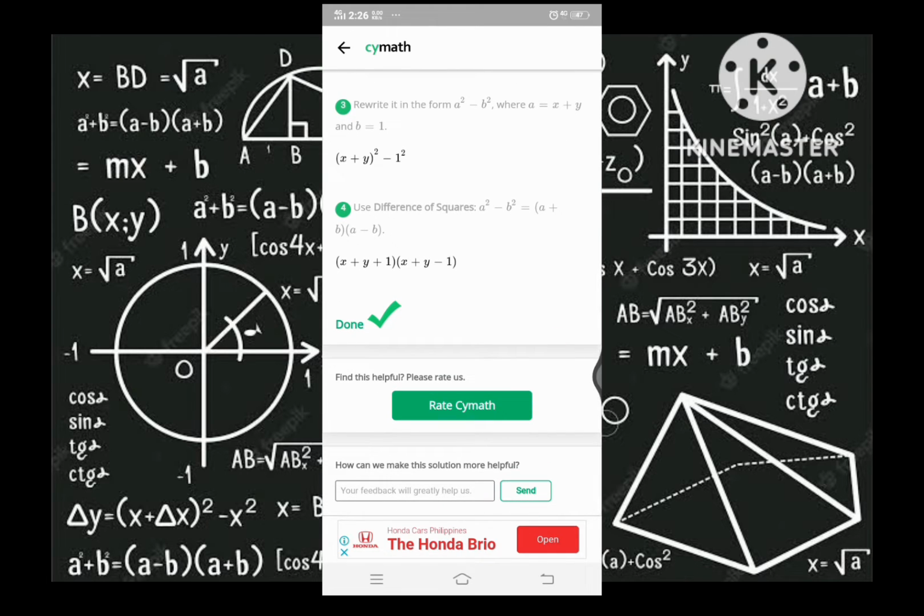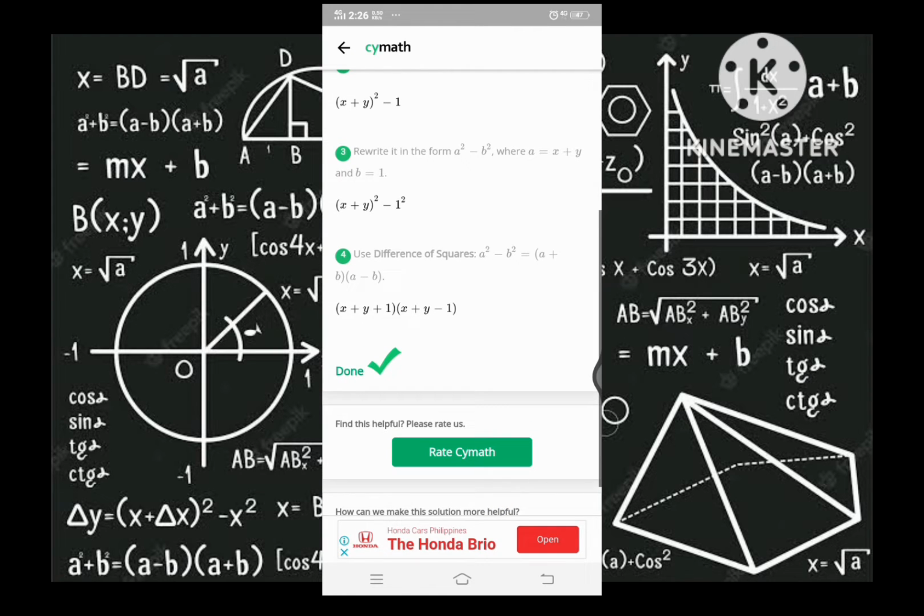And last, use the difference of squares: a squared minus b squared is equal to a plus b times a minus b. Then the answer is x plus y plus 1 and x plus y minus 1. Or we can rewrite it as x plus y plus 1 squared.